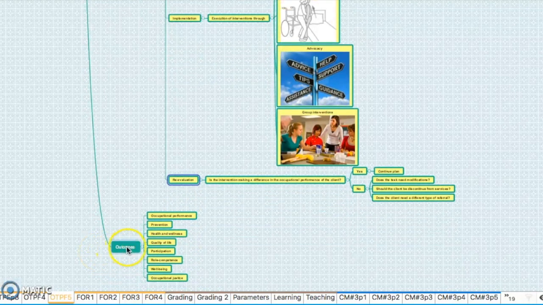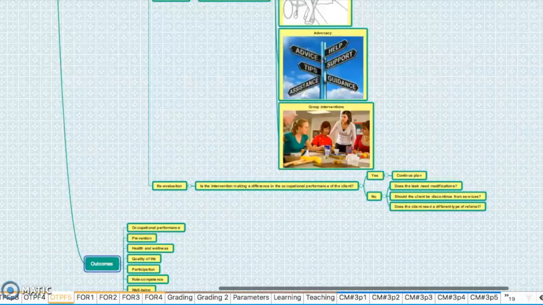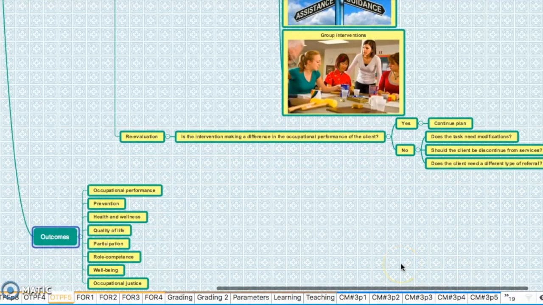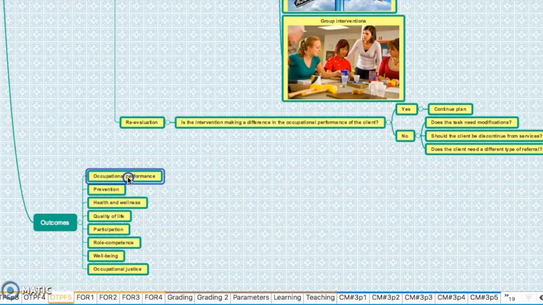And the last will be the outcomes in the process. And we have summarized those underneath this tab. Occupational performance, prevention, health and wellness, quality of life, participation, role competency, well-being, and occupational justice.